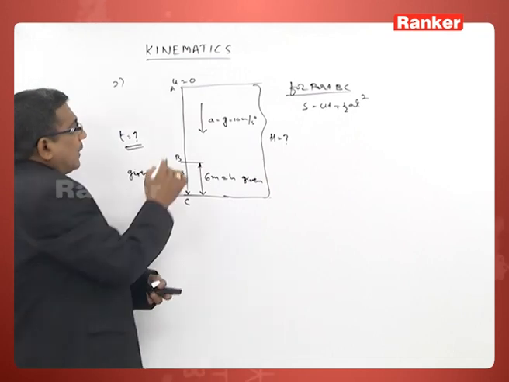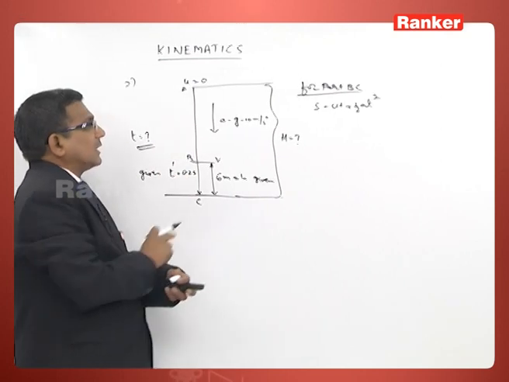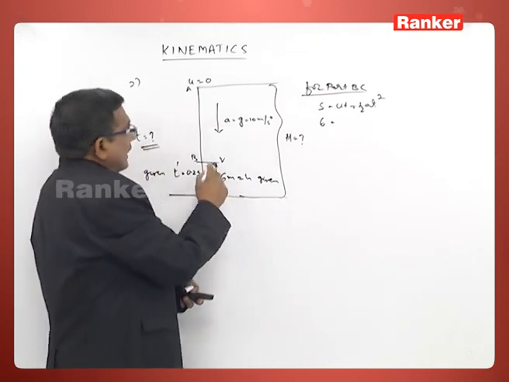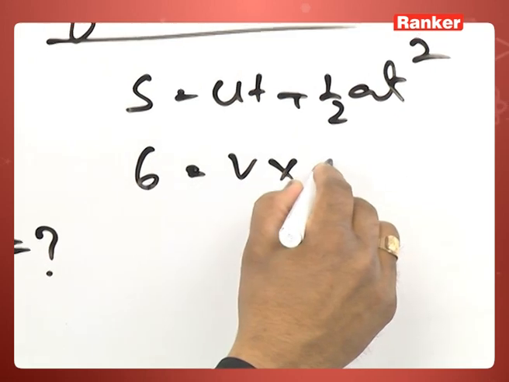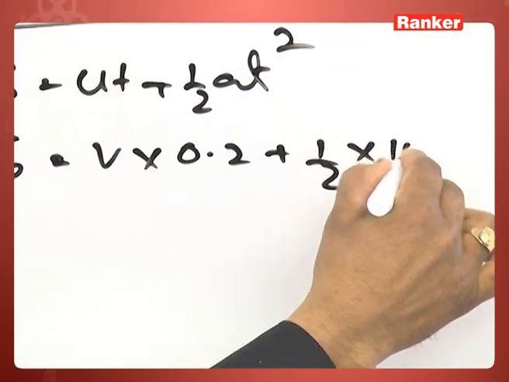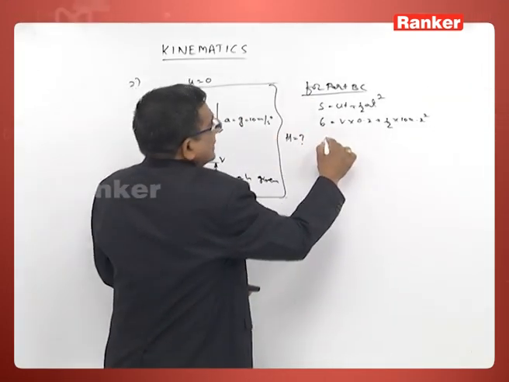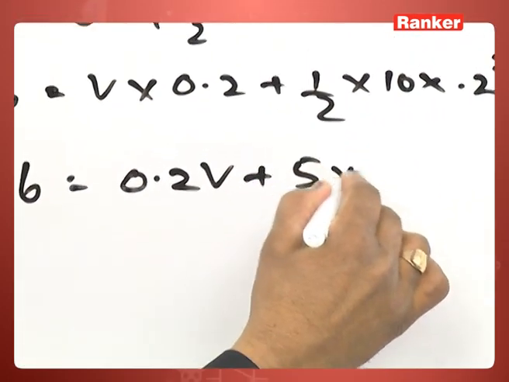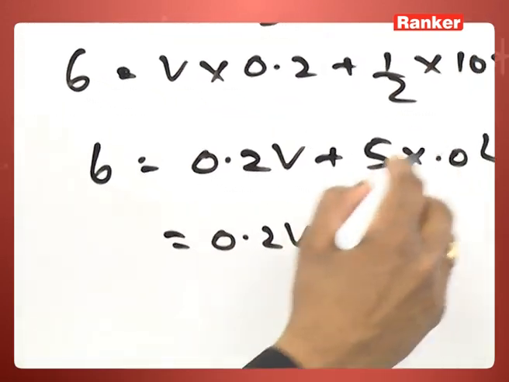If you use this formula, by the time it reaches here, say the velocity is v, let us calculate that velocity. B to C, the distance is 6, and here the velocity is v, and the time taken is 0.2, plus half into a, that means g, into t square, 0.2 square. This will become 0.2v plus 5 into 0.04, if you simplify. So this is 0.2v plus 0.2.